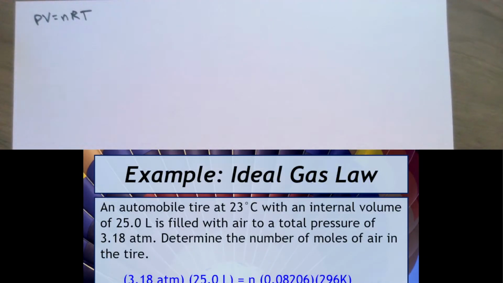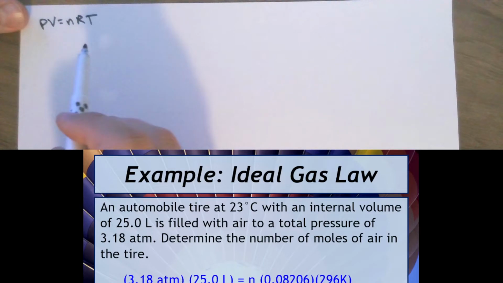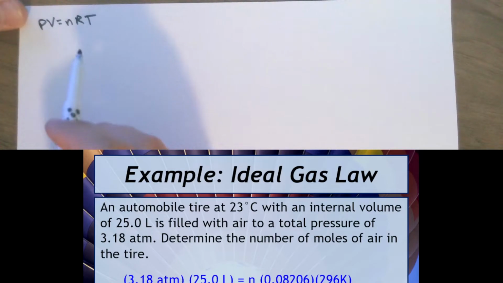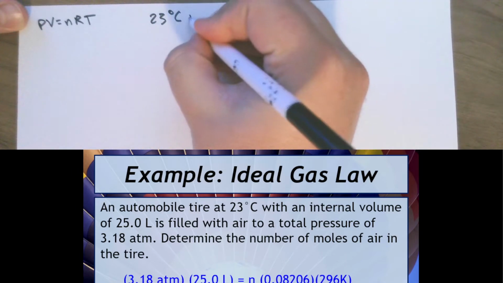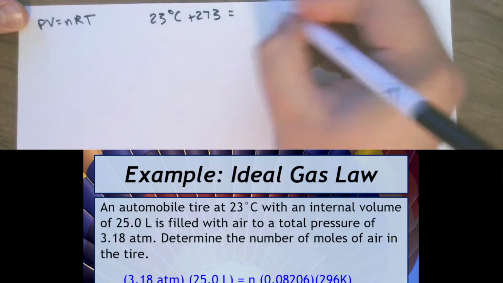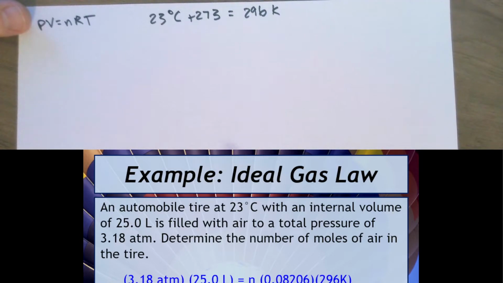Okay. PV equals nRT is my ideal gas law. You definitely need to use this equation a lot. I have an automobile tire at 23 degrees Celsius. That's annoying. Let me take my degrees Celsius, add 273, and I get 296 Kelvin. With an internal volume of 25 liters, great. Liters is good. It's filled with air to a total pressure of 3.18 atmospheres. So that's my pressure. Determine the number of moles of air in the tire.